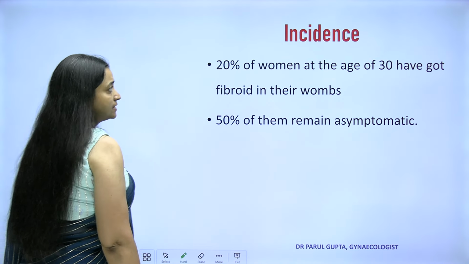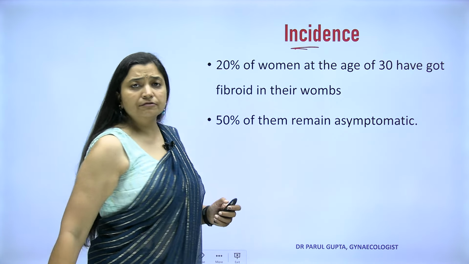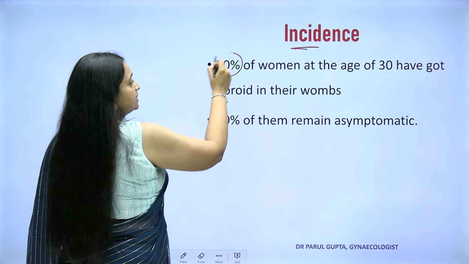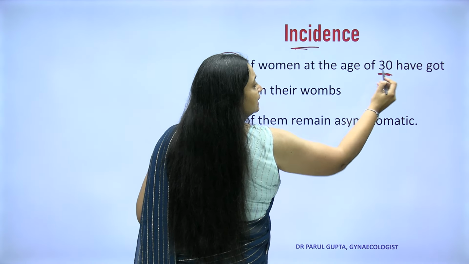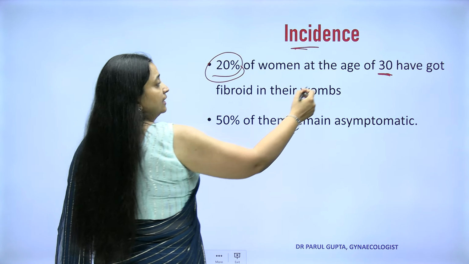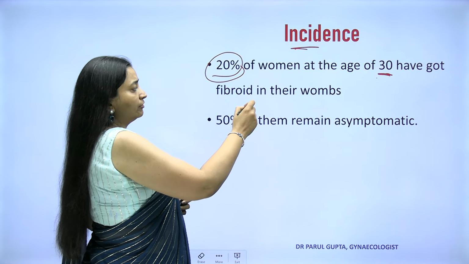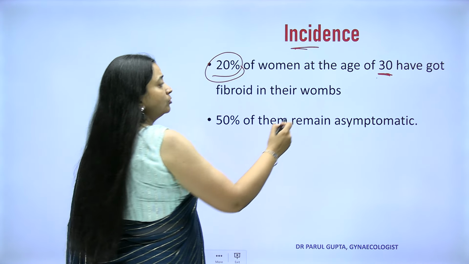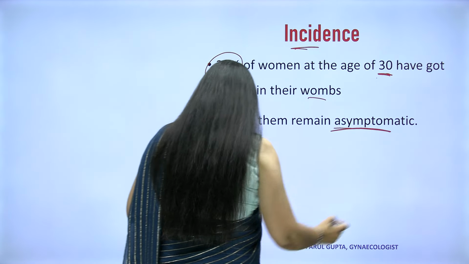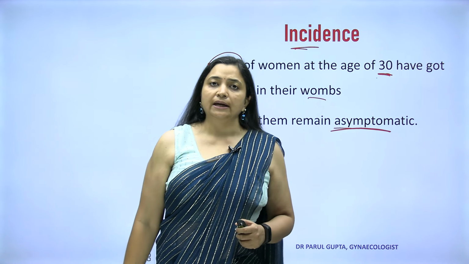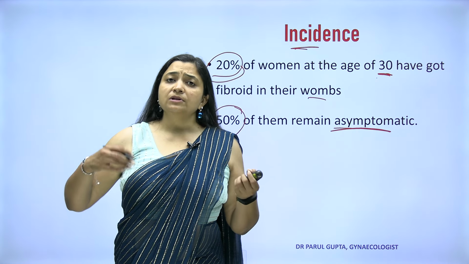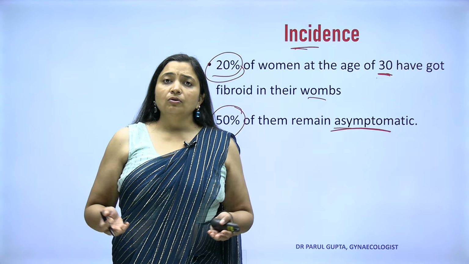Now what is the incidence? What is the definition of incidence? The percentage of cases found in the general population. It is so common that at the age of 30, 20% of women have fibroids in their wombs, and as the age increases, the incidence increases. Fifty percent of them remain asymptomatic. If a woman has a fibroid in the body, it does not mean that she will have symptoms. Sometimes an ultrasonography is performed due to some other symptom, and incidentally we find she has a fibroid.